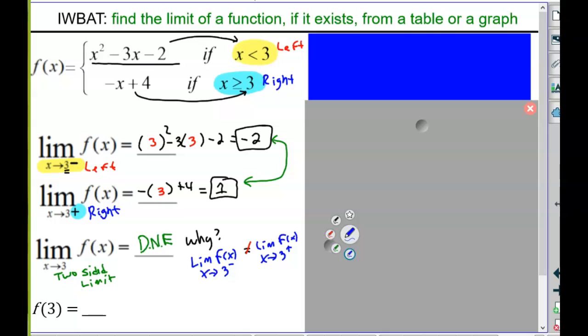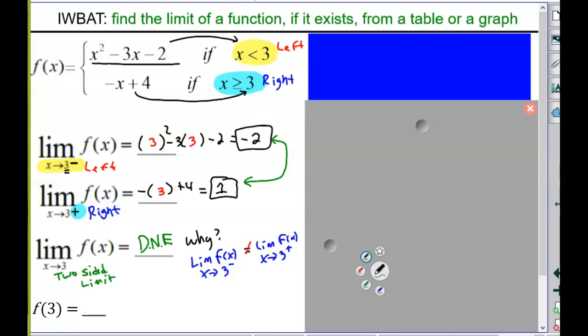That's written in math speak, right? My left-handed limit is -2, my right-handed limit is 1. If they're not equal, then the two-handed limit doesn't exist because the left-handed side doesn't touch the right-handed side.